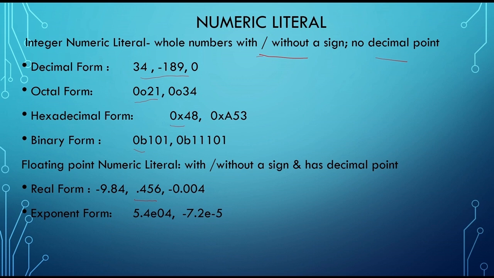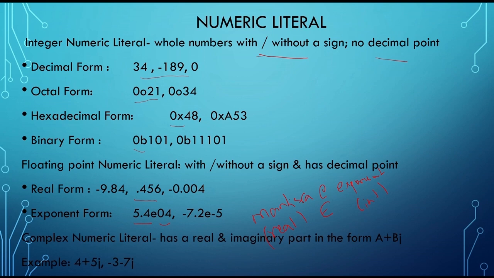And in the exponent form, we have 2 components, the mantissa and the exponent. The mantissa is going to be a real form floating point number, followed by the letter E. It can either come in lowercase or uppercase, followed by the exponent, which has to be an integer form. So this is going to be the scientific notation or the exponent form. Now how this is to be read is 5.4 into 10 to the power 4, and minus 7.2 into 10 to the power minus 5. So the scientific notation or the exponent notation has these 2 components, mantissa and exponent.